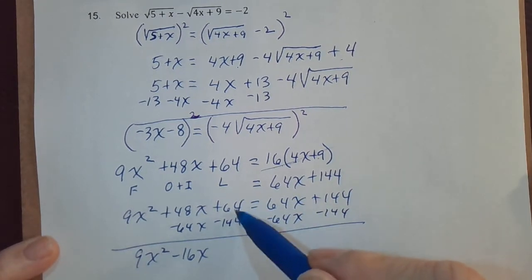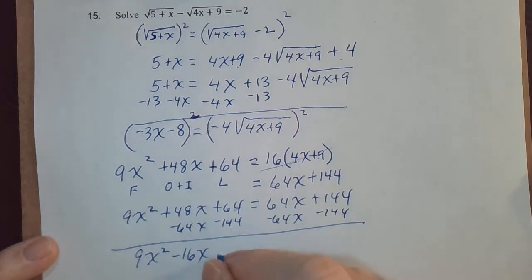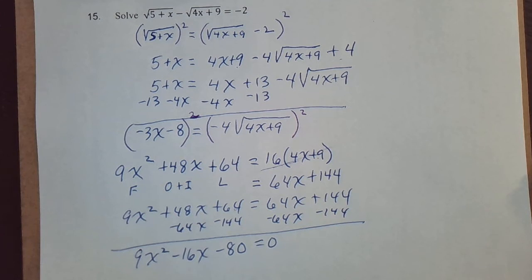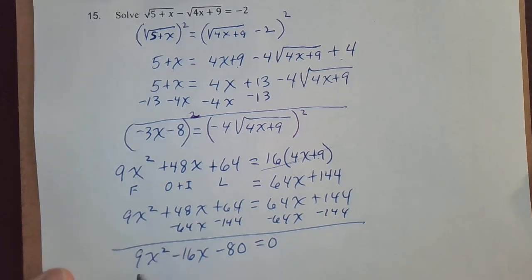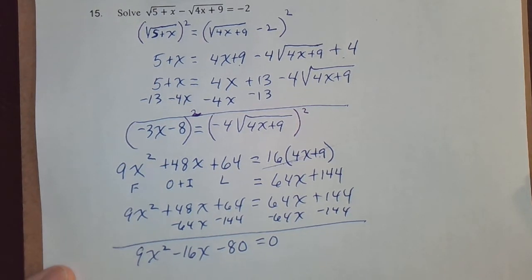And what do we get here? It would be negative 80. Negative 144 plus 64 looks like that would be negative 80, equals 0. And unfortunately, we can't factor this in our heads. I think I'm just going to do, I may regret this, the quadratic formula.